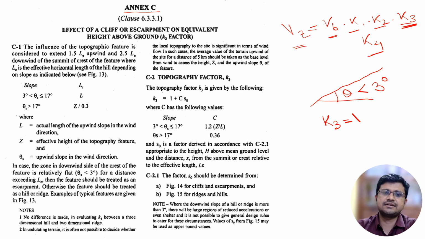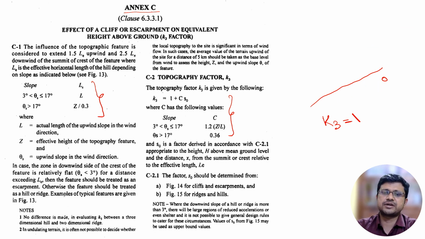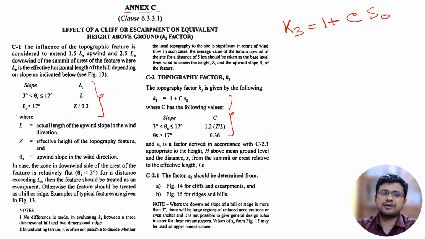Now in Annex C you will see there are some equations, and these equations are required for calculating the value of K3. Now K3 depends on these particular equations and tables, and from these values we can get the value of K3. Now for calculating the value of K3, the equation of K3 is 1 plus C into S0. Now what is C? We can calculate the value of C from this particular table. This is not a table, only two values are there.